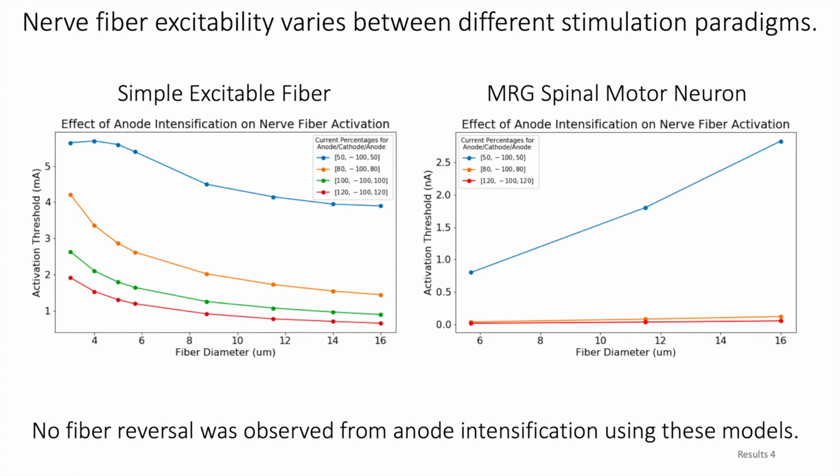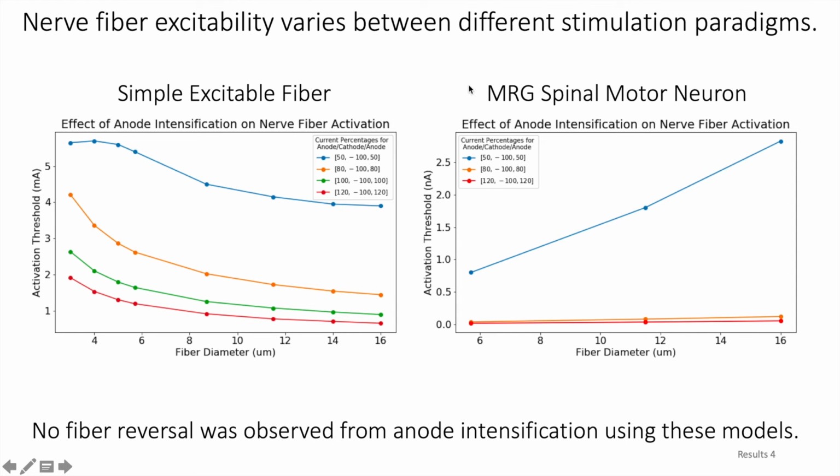This result does not match up with the patent's results because there is no reversal in fiber threshold that we can see. However, we notice that as more anodic current is applied, the lower the activation threshold is across all fiber diameters. And this result is something that was shown in the patent.